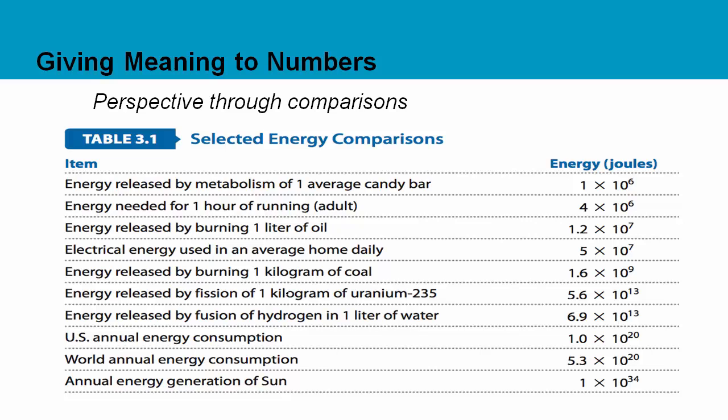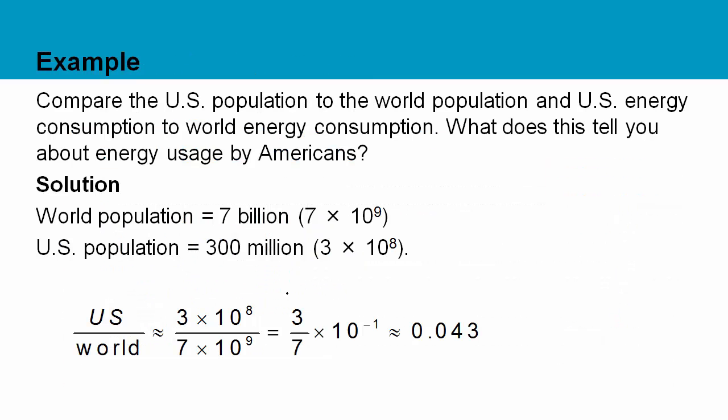Here's some other large numbers put into perspective using scientific notation. Here's another example where we talk about the world population and energy consumption. If we look at the ratio of the world population that the US makes up, 300 million out of 7 billion, again with scientific notation, it makes the math a lot easier because instead of having a bunch of zeros that we have to cancel out, we can just do this division.